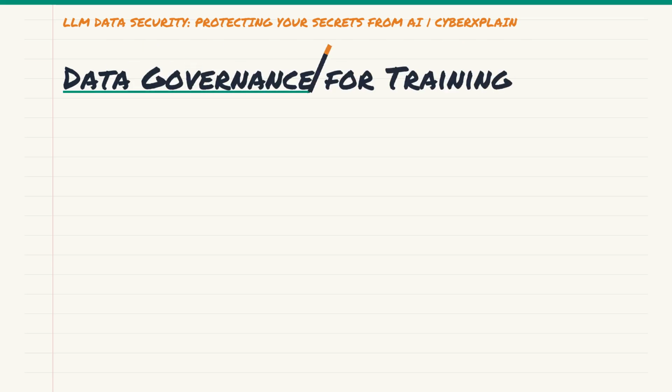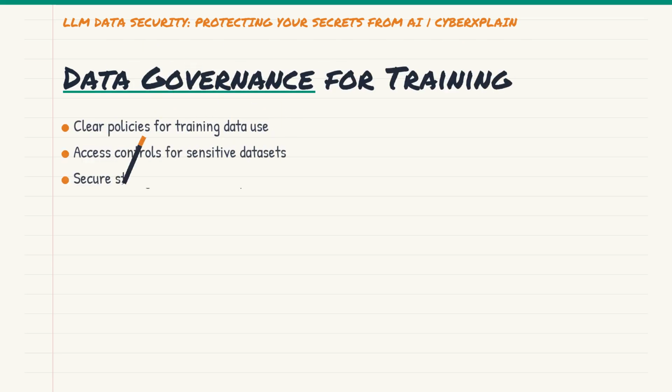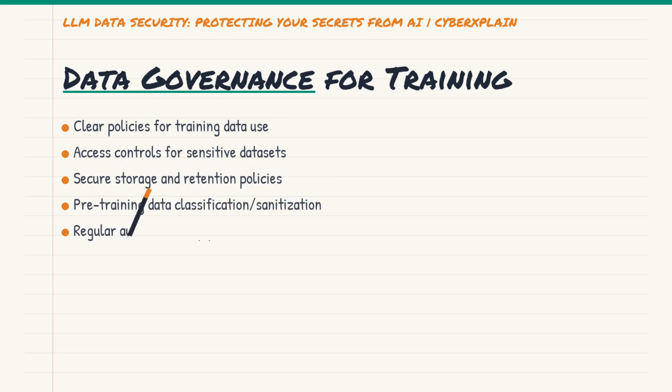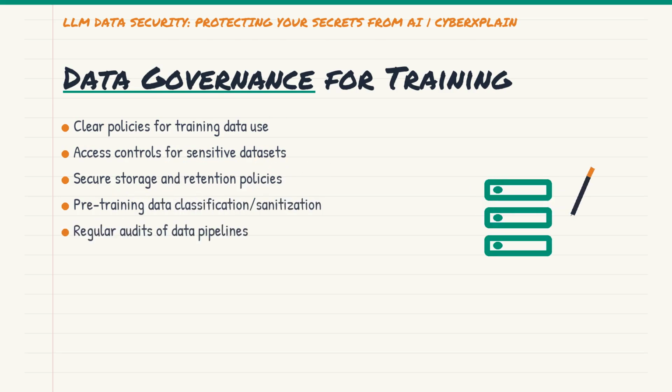Implementing robust data governance policies for training data is paramount. This means clear policies on what data can be used for training, who has access to it, how it's stored, and how long it's retained. It also includes strict procedures for data classification and anonymization before it even touches the training pipeline.